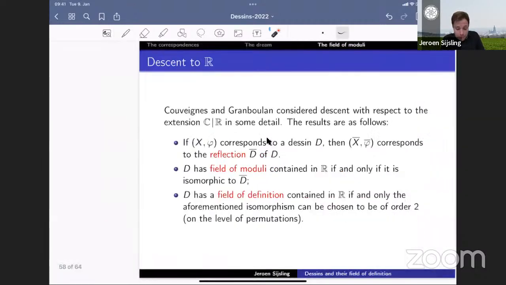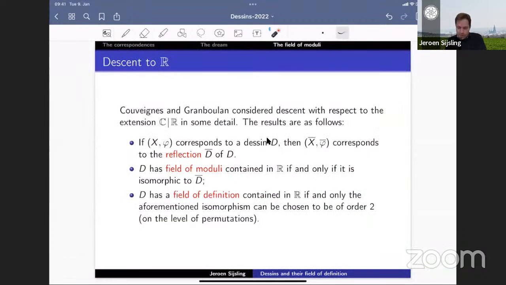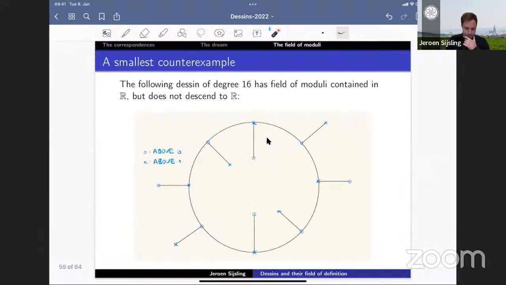But here is the result. There's a field of definition contained in R if and only if the aforementioned isomorphism can be chosen to be of order 2 on the level of permutations. And sometimes it's of order 4 and you don't get it. And here's an example of that.